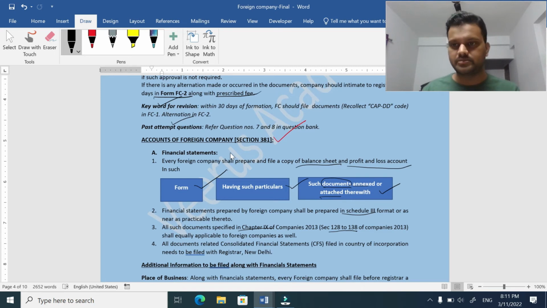In addition to this financial statement, they have to file consolidated financial statements of the company. CFS means the accounts of the foreign company also need to be included. Whatever financials are prepared in the country of incorporation, those consolidated financials also have to be filed with the ROC Delhi. Okay, I hope that is clear.